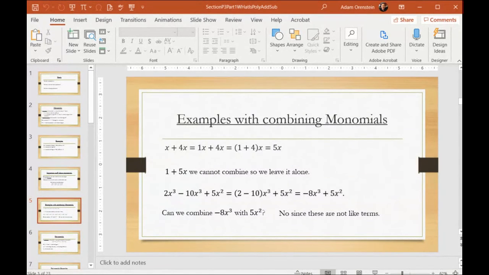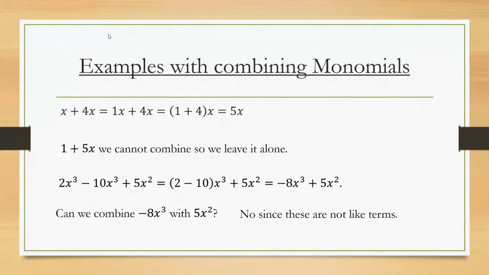So we leave 1 plus 5x. We can't combine 1 and 5x, so we just leave that alone. Okay.